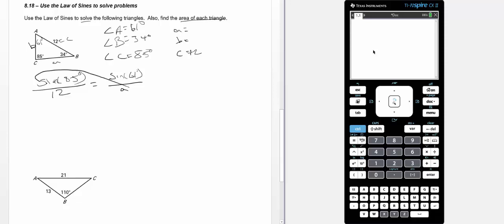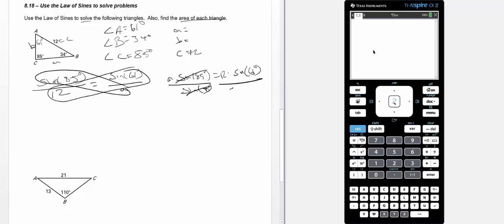So I'll do that. Cross multiply and get a times whatever the sine of 85 degrees is equal to 12 times whatever the sine of 61 degrees is. I'll get a by itself by dividing by this decimal. And little a is equal to whatever this fraction is. So I'll use my calculator to quickly come up with that.